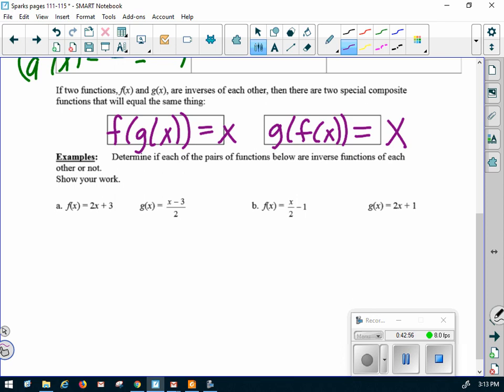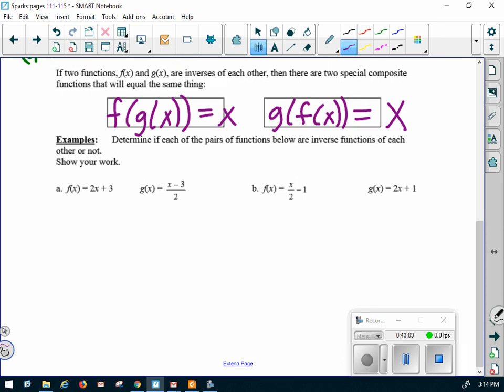Let's pick one of these examples. It says, determine if each of the pairs of functions below are inverses of each other or not, and show your work. Thankfully, the author gave you some pretty easy equations to work with. You want to do pair A or pair B? Okay, Coy says let's do A.